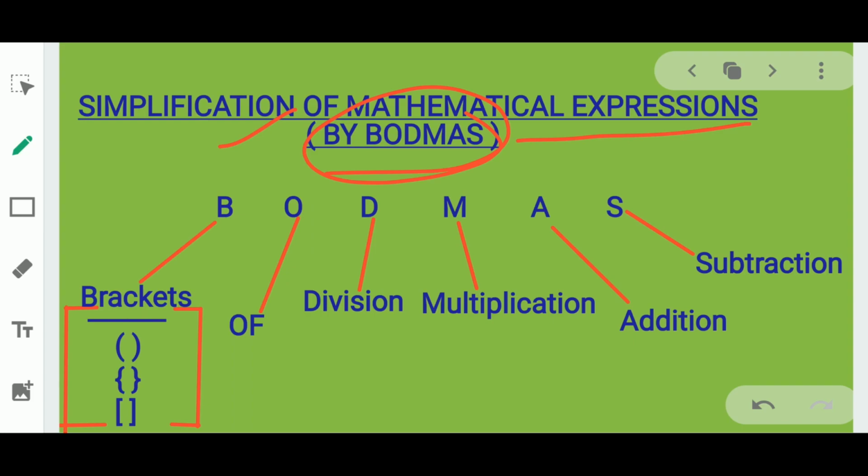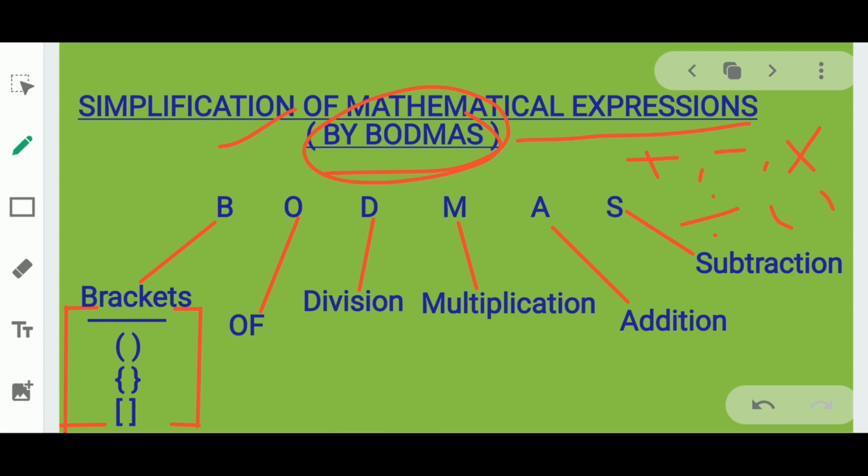Suppose in any mathematical expression more than one mathematical operation is there, like plus, minus, into, divide and brackets, all given in one expression. Then we have a problem. What operation should be done first? What should we do first? First we add, or we subtract, or we multiply, or we divide, or we solve brackets. So we have a problem. BODMAS tells us the sequence of solving the mathematical expression.